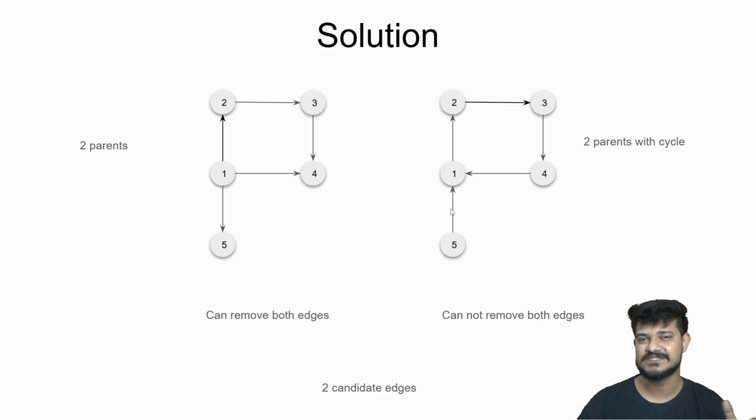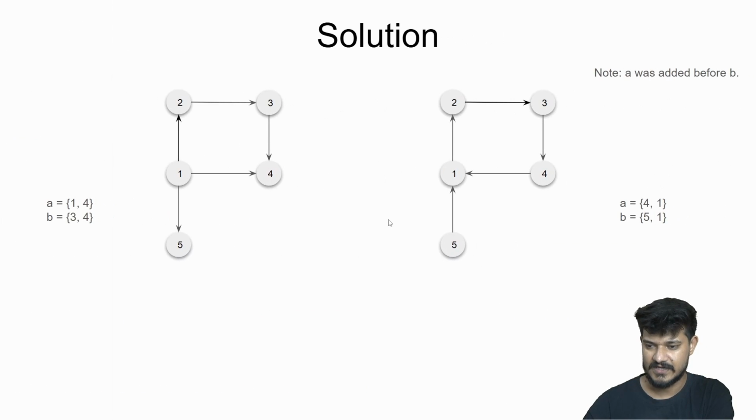So how to deal with this situation when we have a node with two parents, right? We can't simply take two edges and remove the one which appeared last in the input. We can't do that because in this case it won't create an issue, but in this one, yes. If 5 1 was added after 4 1, you would want to remove 5 1, but if you do that, the graph will be disconnected. It won't even be a tree, right? So let's see how we'll solve this problem, right?